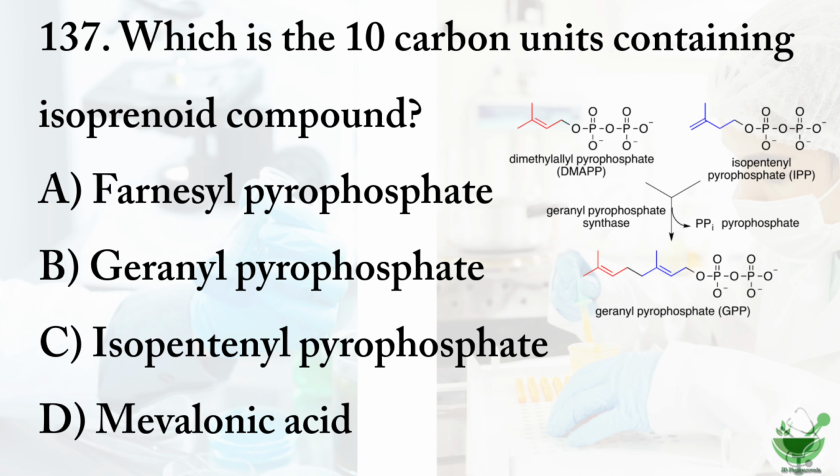Then question number 137. Which is the 10 carbon units containing isoprenoid compound? The options are option A, farnesyl pyrophosphate, option B, geranyl pyrophosphate, option C, isopentenyl pyrophosphate, and option D, mevalonic acid. So the correct option, which contains 10 carbon units, is geranyl pyrophosphate, option B.